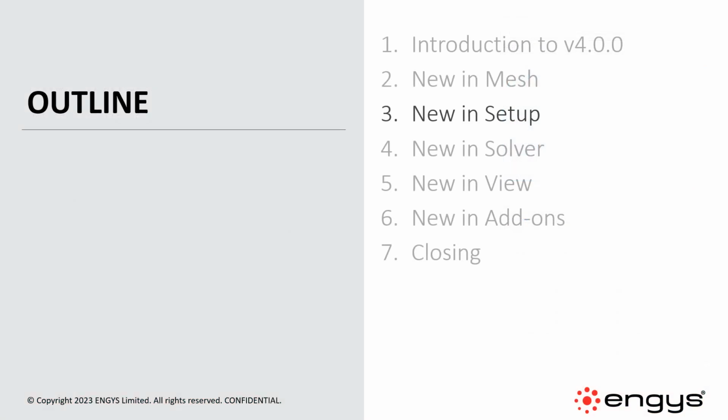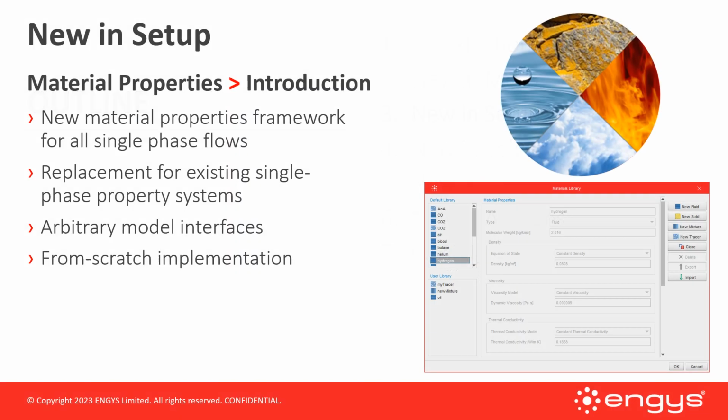Now let's take a look at the enhancements applied to the setup step of the Helix interface. As part of the Helix version 4 improvements, we have entirely refactored the material properties library, resulting in a more streamlined and flexible system for managing material properties variables such as viscosity, density, compressibility, and heat capacity. The new material properties library offers a simplified interface as it consolidates all material properties into a single file.